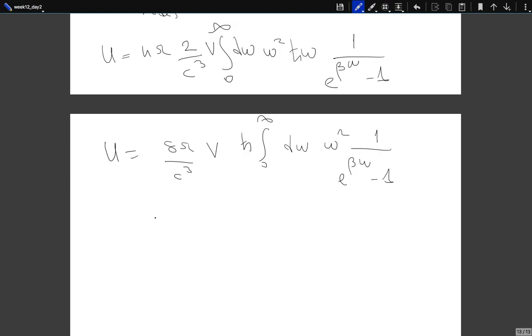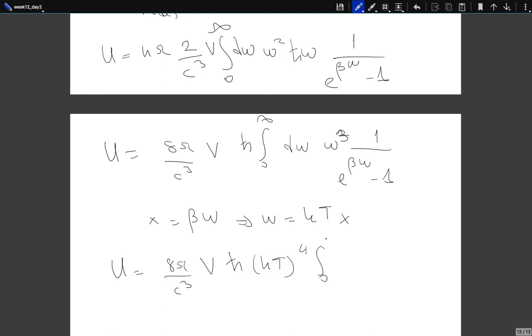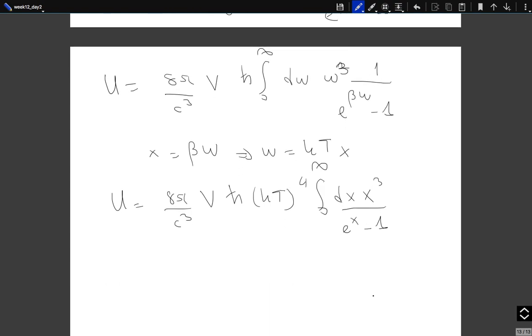Let me just make a change of variable. X is now beta omega, or omega is just kT times x. U is 8 pi over c cubed times V h bar, with omega being kT times x. So here I have kT to the 4, integral from 0 to infinity dx x cubed over e to the power x minus 1. Well, you see, that integral is just a number.